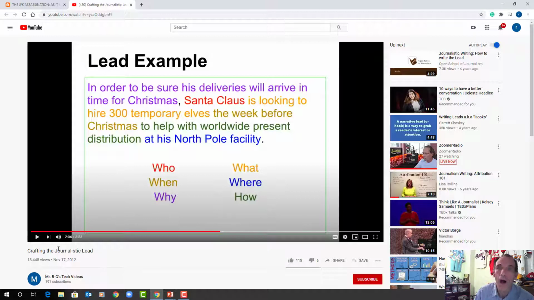But who and what are almost always the most important thing, of who, what, when, where. Who? Santa Claus. What? Is looking to hire 300 temporary elves. When and where are almost always less important than who and what. When? Well, the week before Christmas. Where? The North Pole facility. But Santa Claus is looking to hire 300 temporary elves. That's the gist of the story.